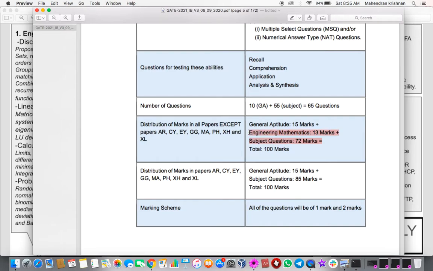If we combine these two, 72 plus 13 is 85. How to arrive at 85? 30 two-mark questions, that is 60 marks, and 25 one-mark questions, so 60 plus 25 is 85. Then the 10 maths and English questions are 15 marks at most. These two combined are 30 plus 25.